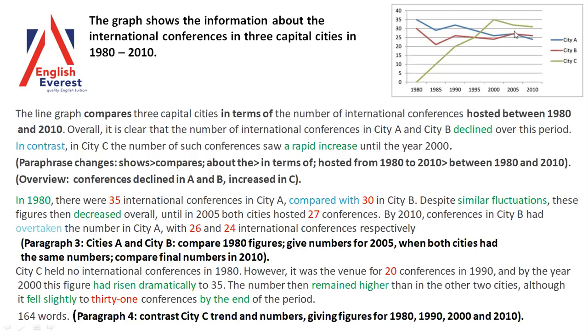So there's the other two. It remained higher than the other two cities, although it fell slightly. There's our slight fall to 31 conferences by the end of the period. So paragraph 4 contrasts City C trends and gives figures for 1980, 90, 2000 and 2010.